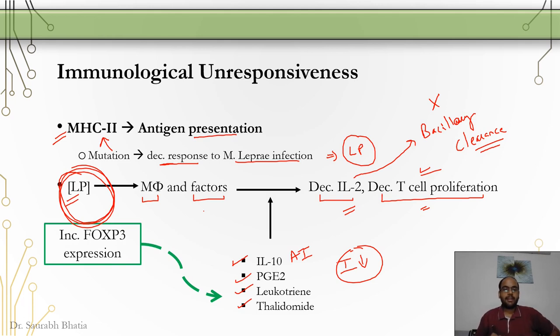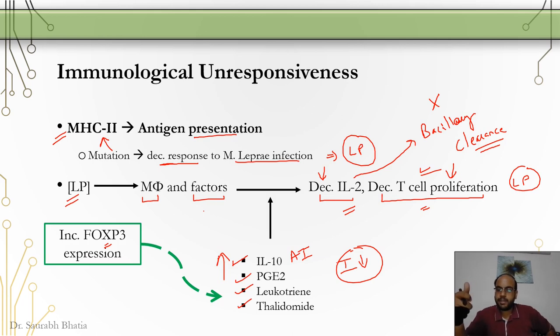Now here enters the current, you could say the current major player in immune unresponsiveness, that is FOXP3 expression. Okay, in the presence of increased FOXP3 expression, you have increased interleukin 10 and PGE2, leukotriene, and because of this increased cytokines, you will have decreased interleukin 2, decreased T cell proliferation and lepromatous pole. We are clear on that? We are clear on the story? Increased FOXP3, there will be increased anti-inflammatory cytokines, there will be decreased IL-2, there will be decreased T cell proliferation leading to lepromatous pole. We are clear?